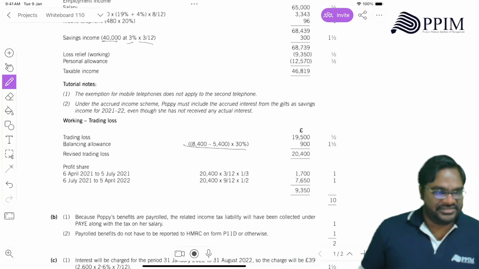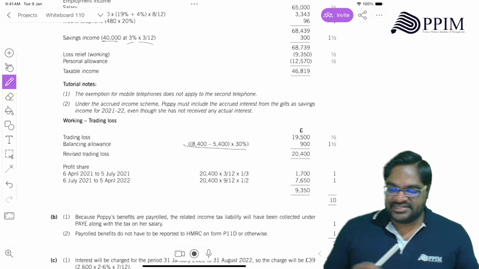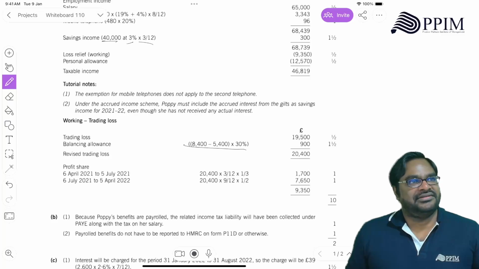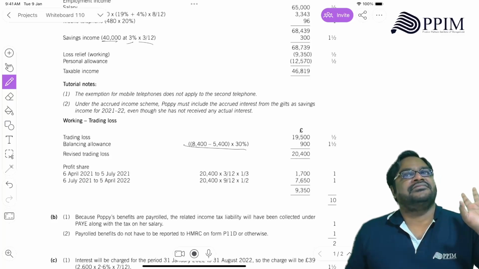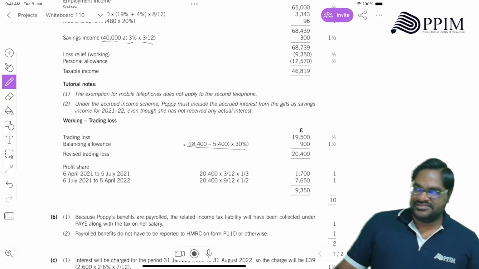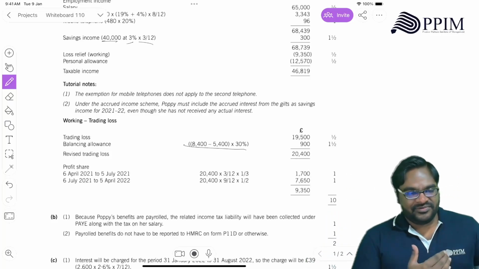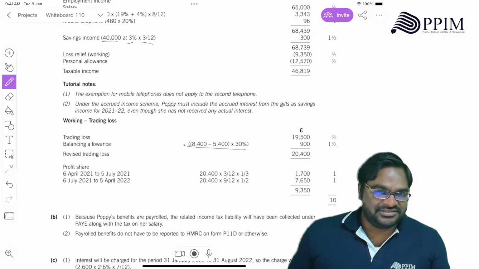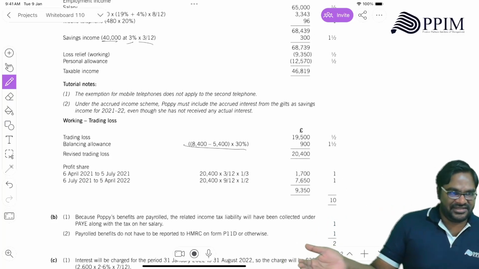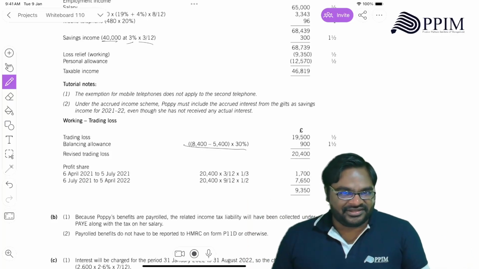in July. So that means April, May, June, July, for 4 months, right? No, April 5th, May 5th, June 5th, July 5th. So for 3 months, correct? So the profit I am splitting between the two periods. Sorry, loss. 20,400 divided by 12 into 3 for the first period, and 20,400 divided by 12 into 9 for the second period.